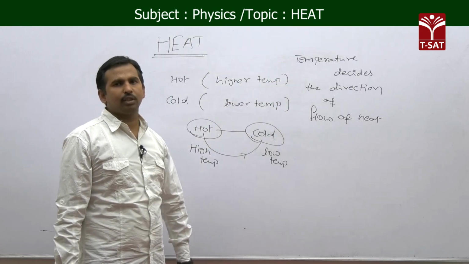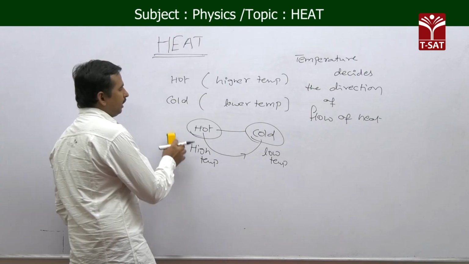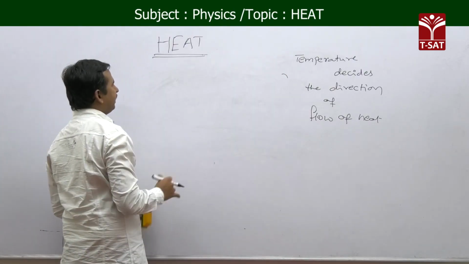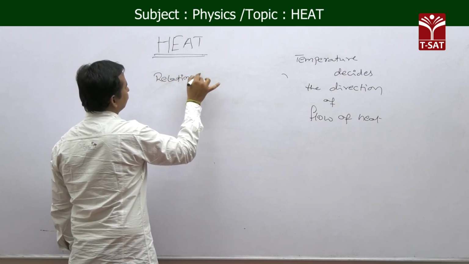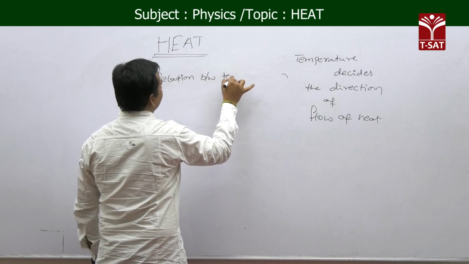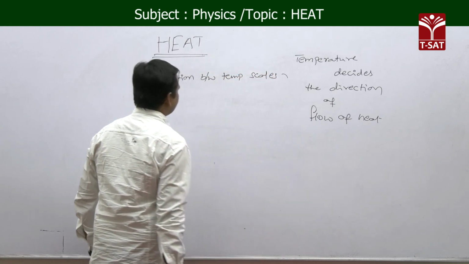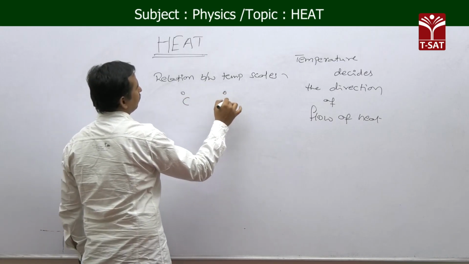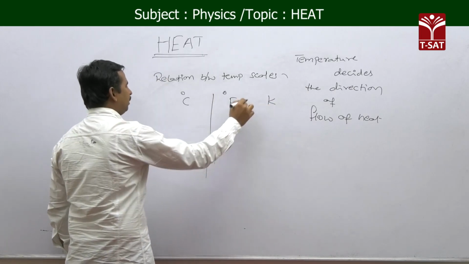As for temperature we are using degree Celsius and Kelvin, there is a relation between the temperature scales. So, the relation between the temperature scales. We mainly have three: Celsius, Fahrenheit and Kelvin. Total three we have.